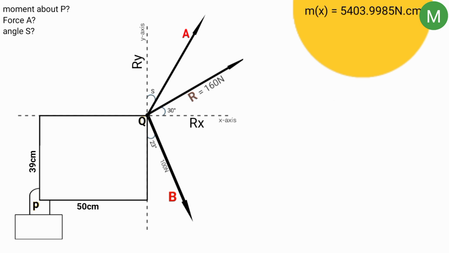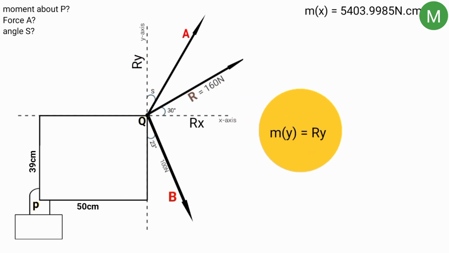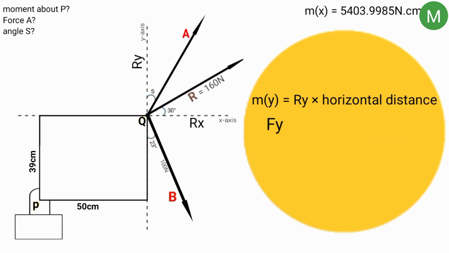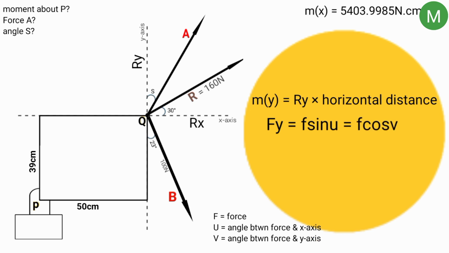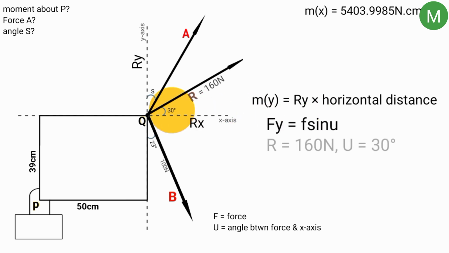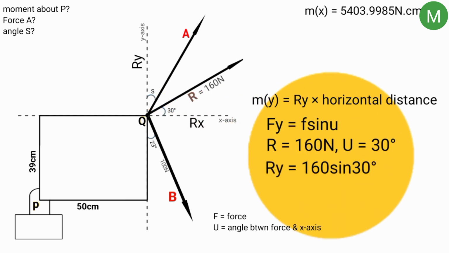So what is the moment caused by the y component of the resultant? The moment caused by the y component is the y component times the horizontal distance. Now the y component of a force as well is either F sin u, where u is the angle the force makes with the x-axis, or F cos v, where v is the angle the force makes with the y-axis. We can use this here because the angle formed by the resultant force and x-axis is 30 degrees. So substituting now, y component equal to 160 sin 30 degrees.